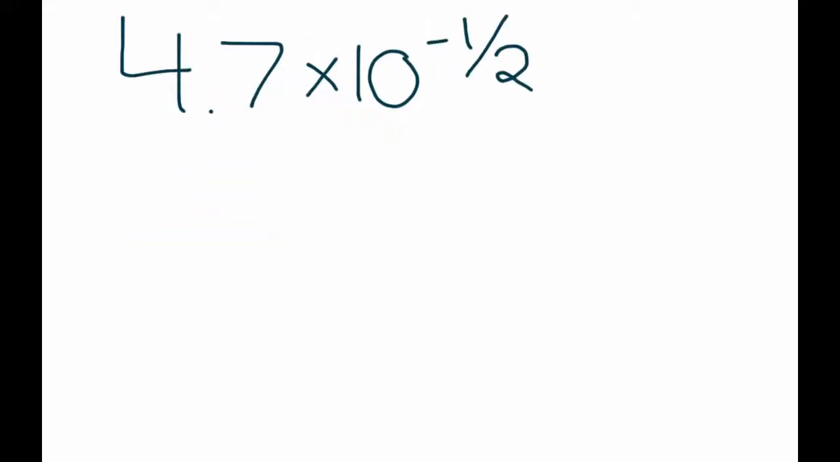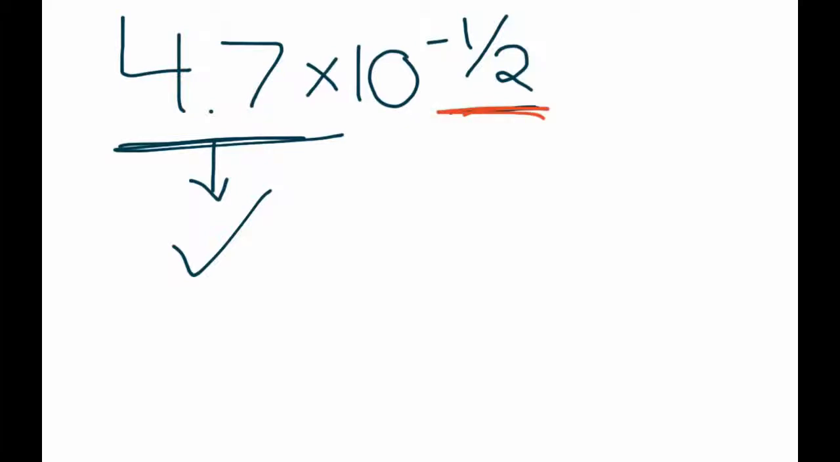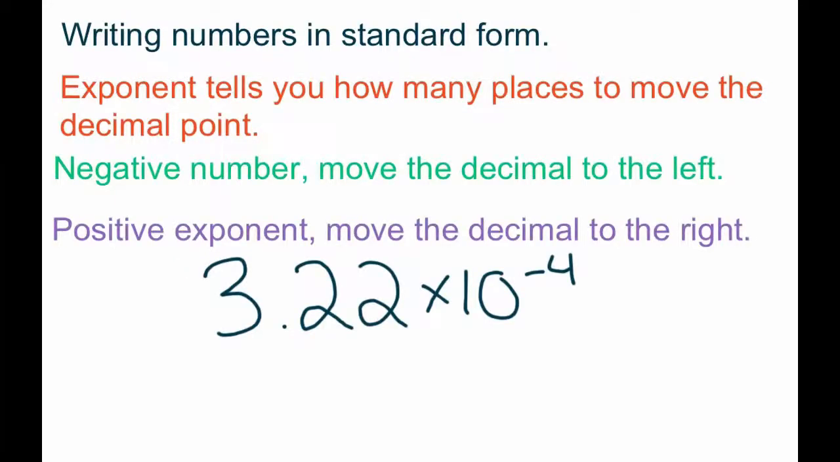Here we have 4.7 times 10 to the -1/2 power. 4.7 is greater than 1 and less than 10. So for this stipulation, our requirements have been met. But -1/2 is not an integer. So therefore, this is not in scientific notation. Notice that all numbers in scientific notation have the times 10 to a power.